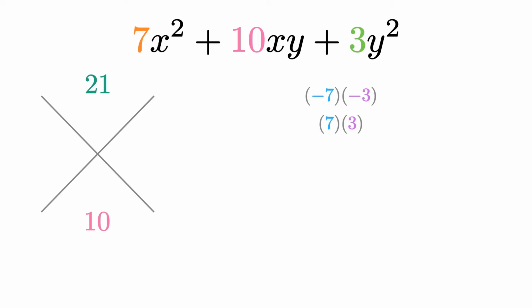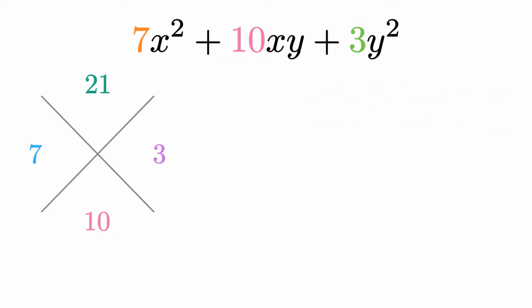So if we did negative 7 plus a negative 3, that will give us negative 10. So we'll eliminate that. But if we do 7 plus 3, that'll give us positive 10. So the pair that works is going to be 7 and 3. So we're going to put those in the sides of our x.